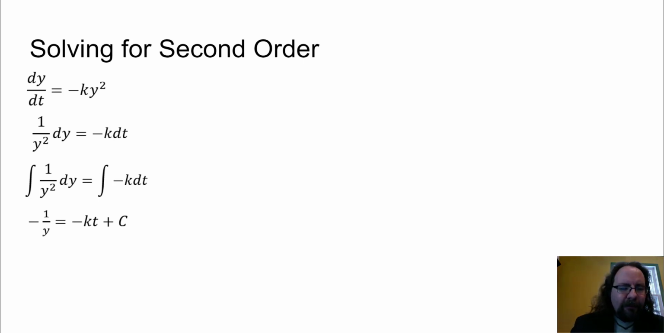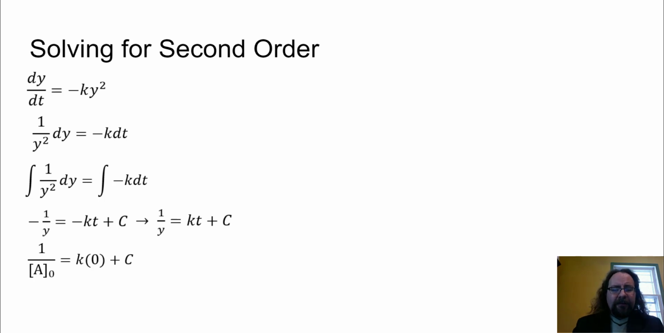Now notice there's a negative on both sides, and we haven't determined what c is yet. So I can just clean that up by multiplying both sides by the negative. Since I don't know what c is yet, I don't need to worry about how that would affect the sign. Now that I have it in this form, I am going to solve for it. I'm going to plug in t equals 0, and y is the initial concentration of A. This tells me that c is 1 over the initial concentration, and that gives me the final form of 1 over y equals kt plus 1 over the initial concentration of A.